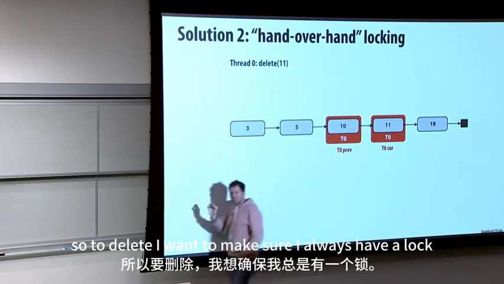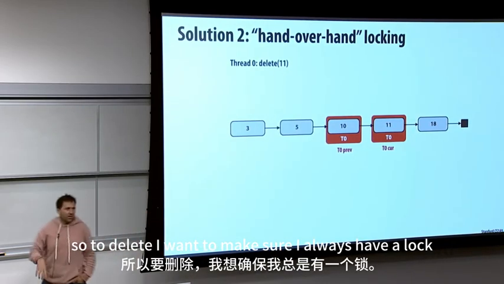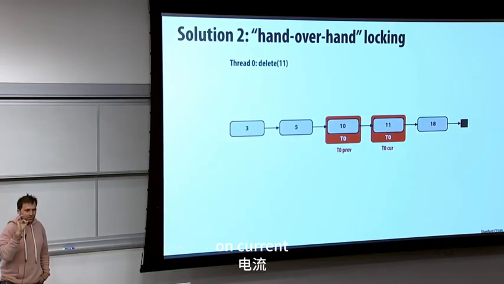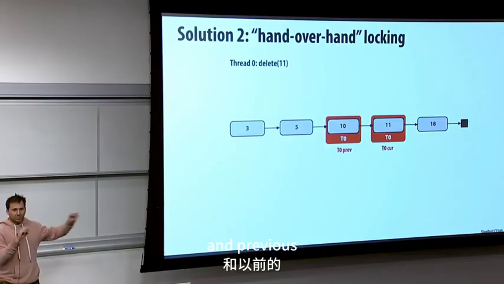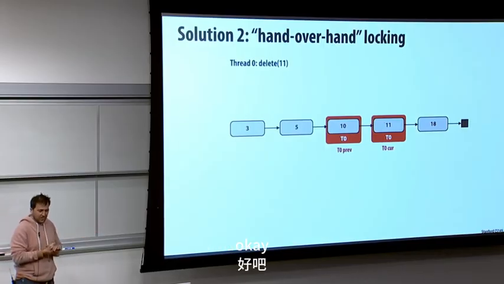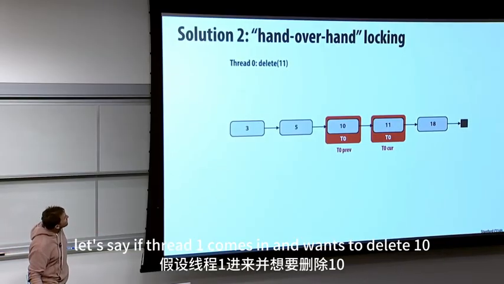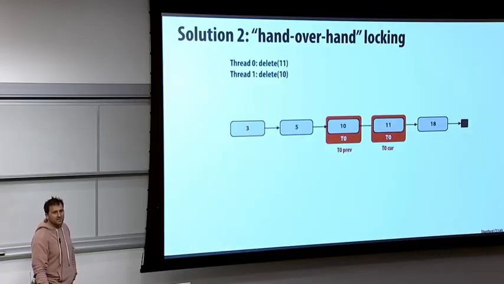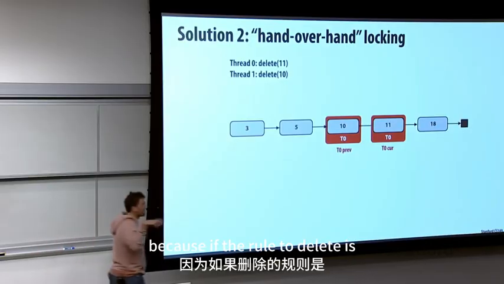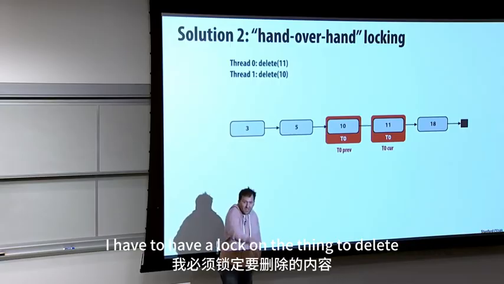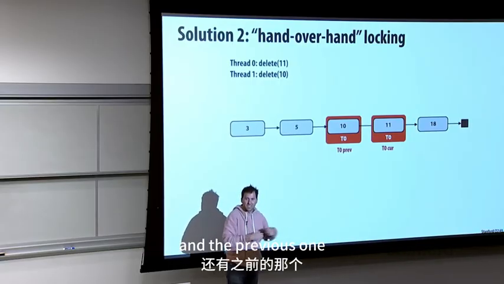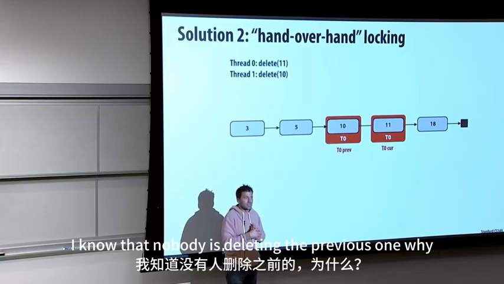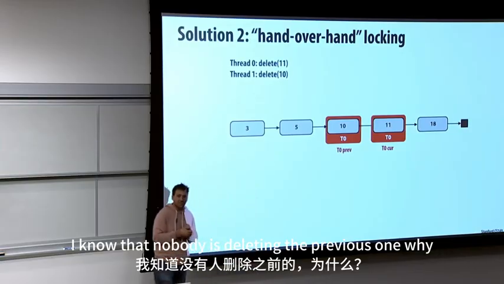Yeah. So to delete, I want to make sure I always have a lock on current and previous. Okay? And so let's say if thread 1 comes in and wants to delete 10, why are we protected? Because if the rule to delete is I have to have a lock on the thing to delete and the previous one, I know that nobody is deleting the previous one. Why?